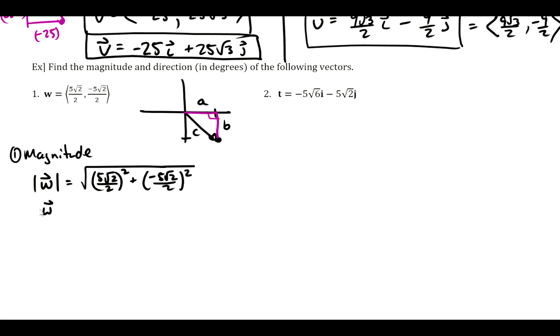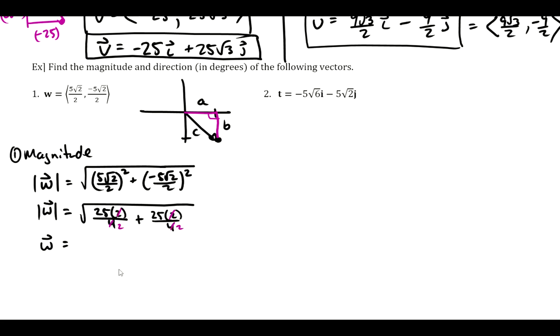Okay, so we've got the magnitude of w is our big square root. When we square this fraction, 5 squared is 25. Radical 2 squared becomes 2. 2 squared down below is 4. And then plus, it's the same thing. So 25 times 2 over 4. And then we can simplify this a little bit. Adding these two fractions together, notice the 2 and the 4 would cancel a little bit.